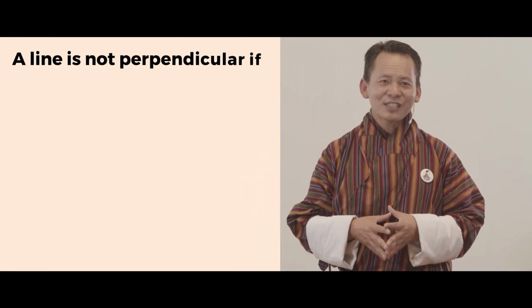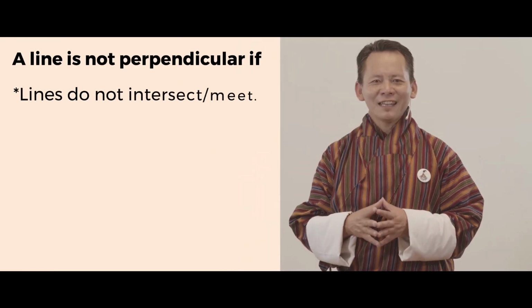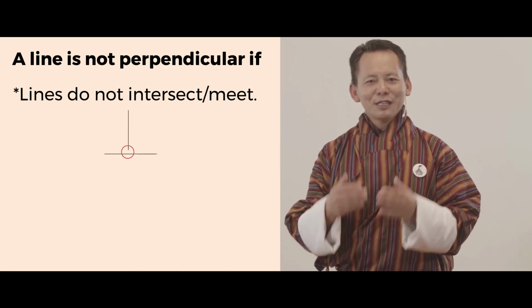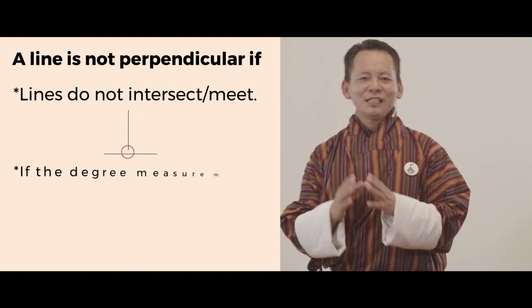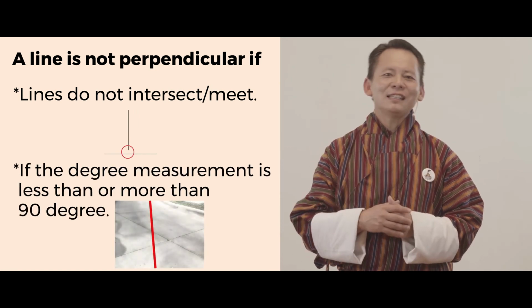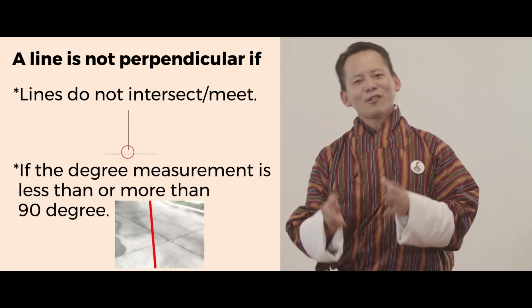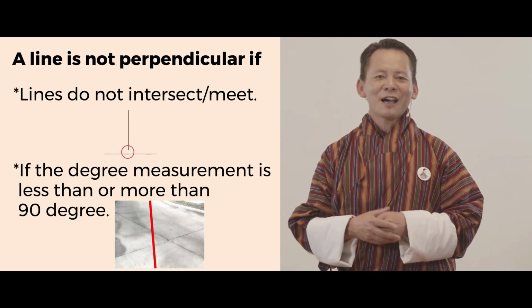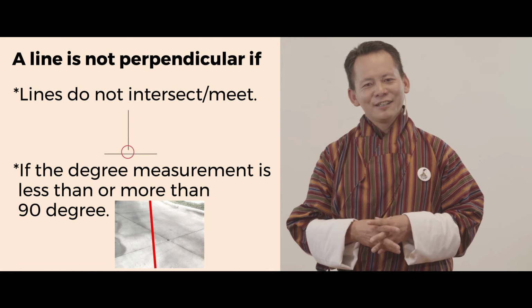Okay, we have learned what a perpendicular line is. We have learned how to construct a perpendicular line. Now, what is not a perpendicular line? A line is said to be not perpendicular if the lines do not meet or intersect. Even if the lines intersect or meet, if the measurement of that angle is less than 90 degrees or more than 90 degrees, such a line is also not a perpendicular line.